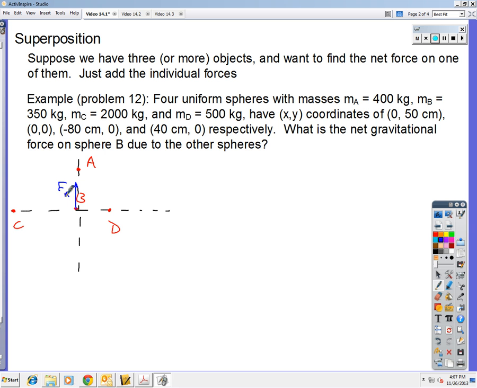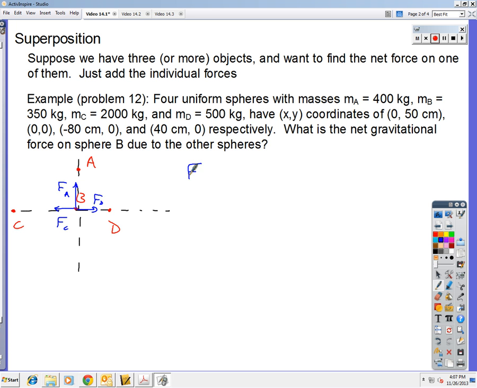I'll call those FA, FC, and FD. And what we're going to do is find the magnitudes of FA, FC, and FD using Newton's law of universal gravitation, and then we'll add them all together as vectors.